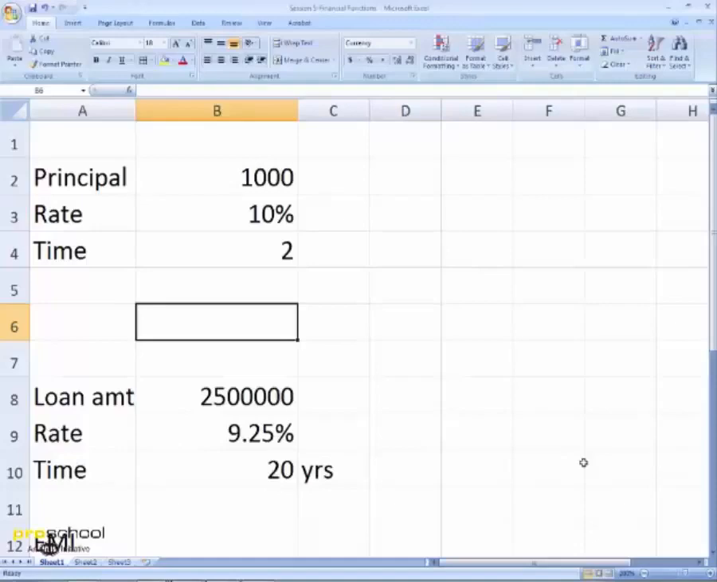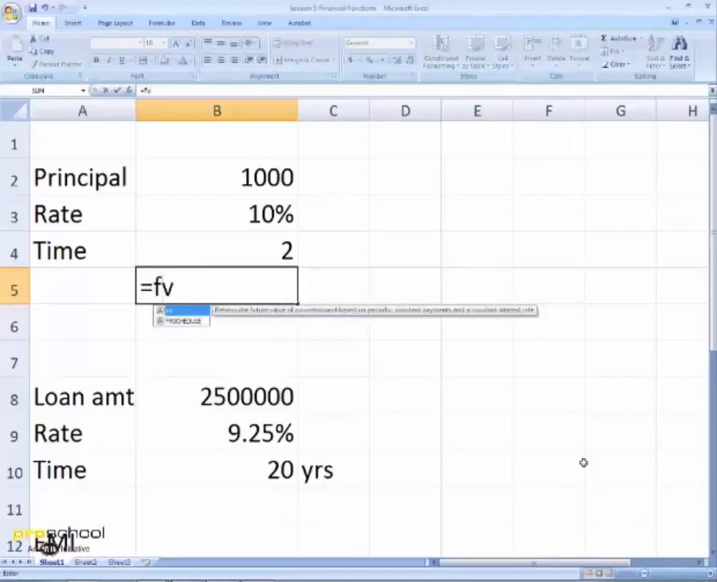So if you refer to the function that we need to use here, it's the FV function, equal to FV, the future value. It says returns the future value of an investment based on periodic constant payments. So in case you also have payments in between, like a recurring deposit, you can use this function.